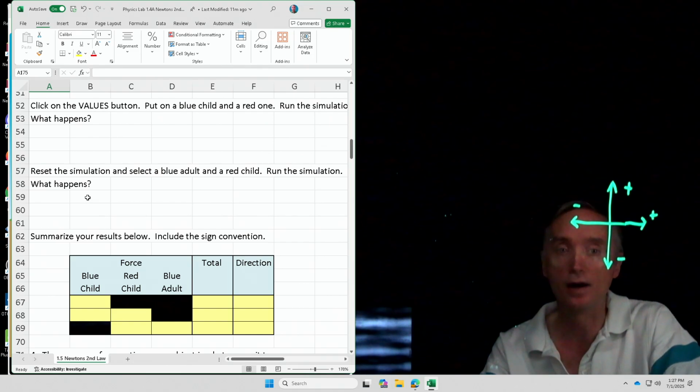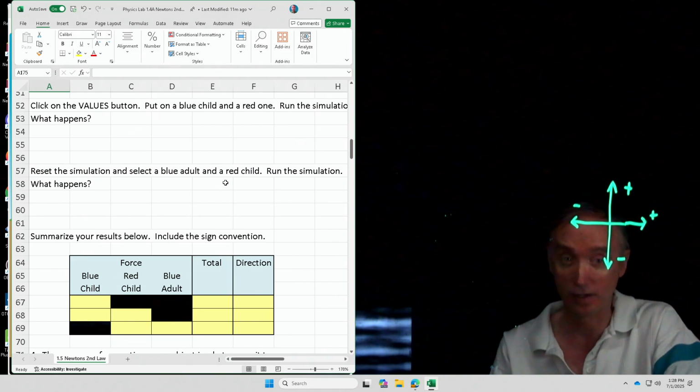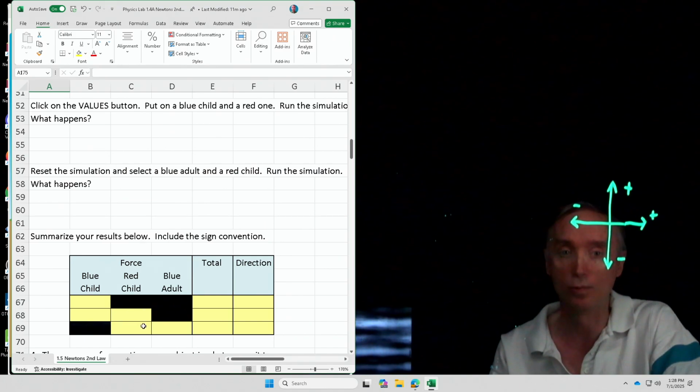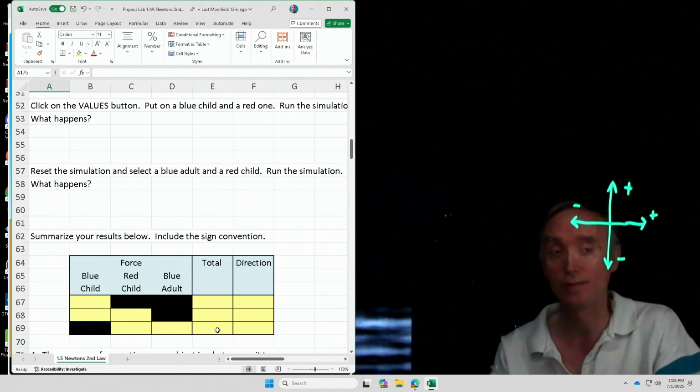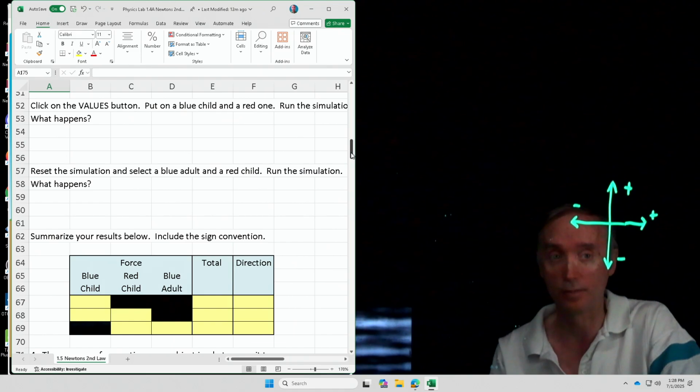And now we're going to select a blue adult and a red child. So reset the simulation, click on values, and this time we're going to have a red child and a blue adult. Write down what their forces were, and then what the total force was. Another name for this would be the net force or the sum. All of those words mean the same thing: total force acting, net force acting, or the sum. All three of those mean the same thing.